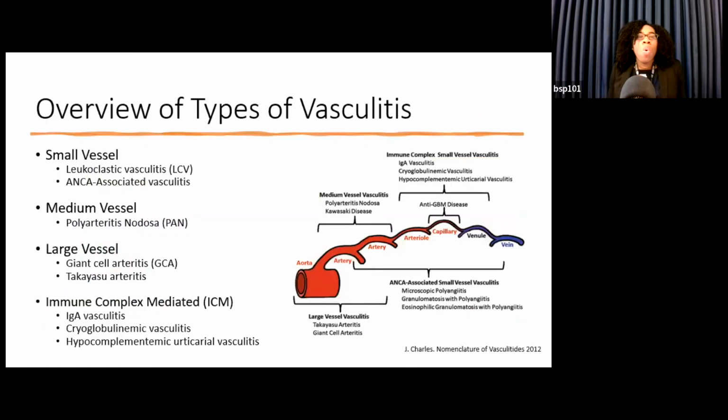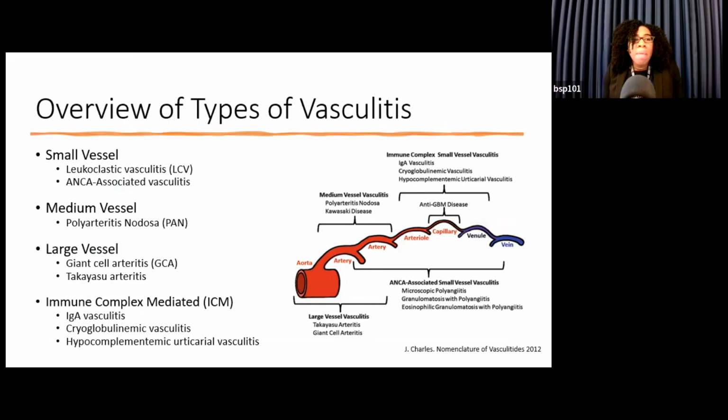So first, we'll do an overview of the different types of vasculitis that we will discuss today. And I see many of you probably have recognized this picture on your left, seen in medical school, residency, and beyond. Basically, it's an illustration of the different size vessels that can be involved in vasculitis. So we will look at small vessel vasculitis, in particular, Leukocytoclastic vasculitis, also known as LCV. We'll briefly go over ANCA-associated vasculitis as well.